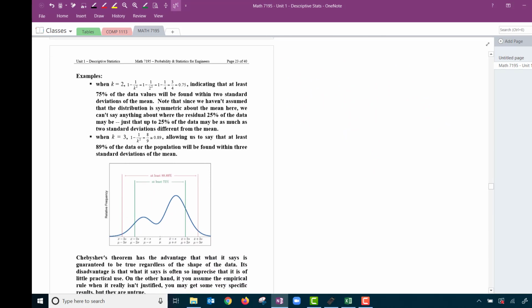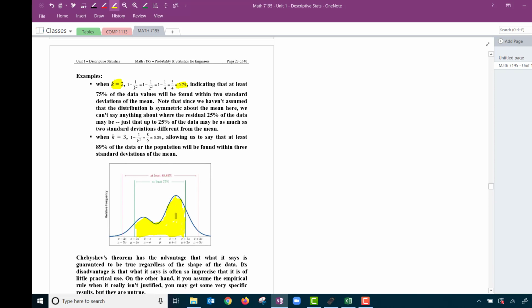I plugged K equals 2 into Chebyshev's formula. Plugging K equals 2 means 2 standard deviations on either side of the mean. When you do that, you get 75%. So Chebyshev is saying at least 75% of my data will be within 2 standard deviations of the mean. In the picture that's drawn here, this area needs to be at least 75% of the total. It may be more. In fact, in this picture, it looks like it is more.